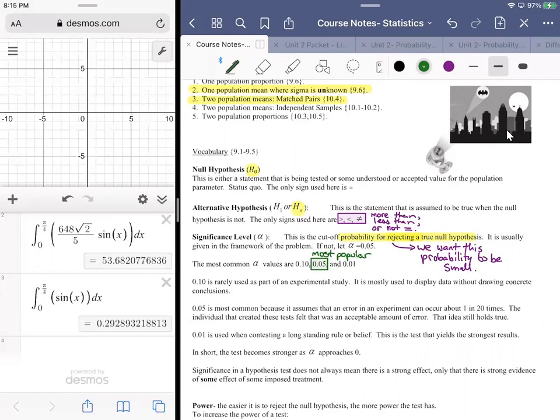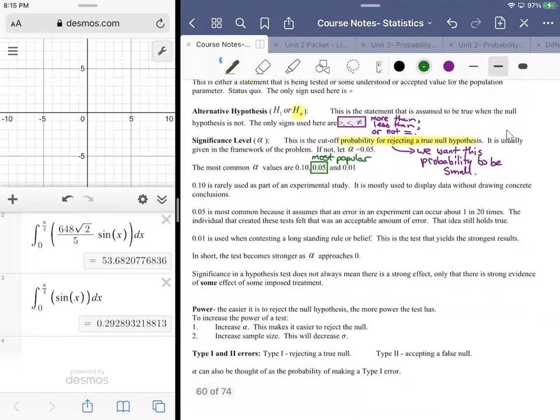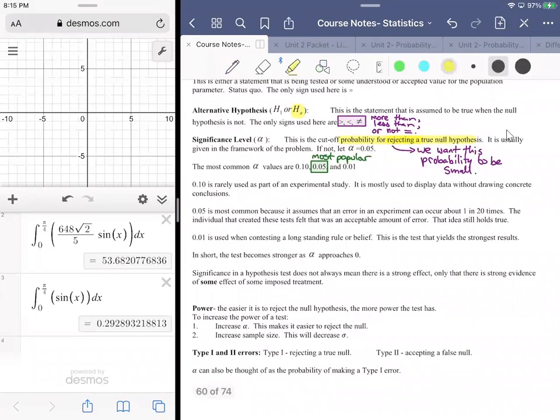And it's kind of weird because you see this little statement here, where significance in a hypothesis test does not always mean that there's a strong effect, only that there's strong evidence of some effect of some imposed treatment. Right? And what that's telling us is that there is a relationship that exists. It just might not be a strong relationship.